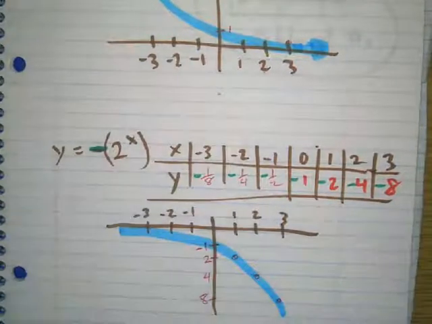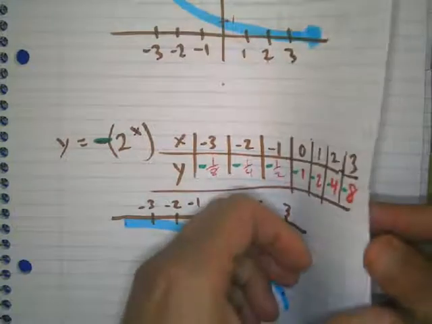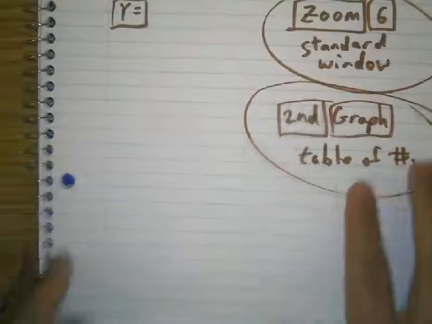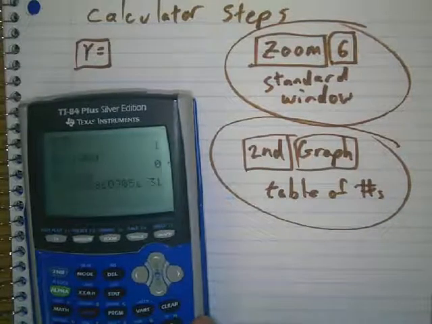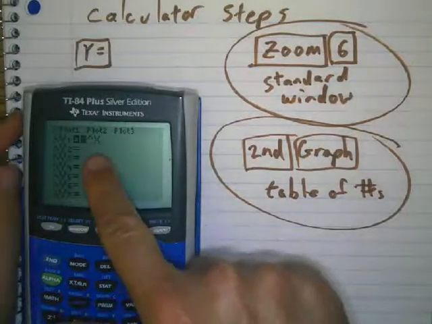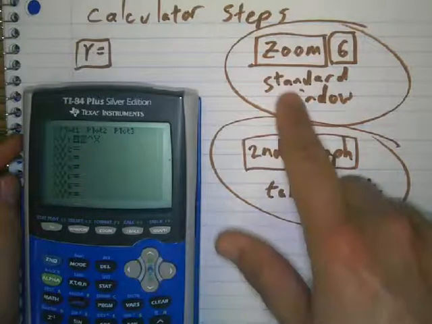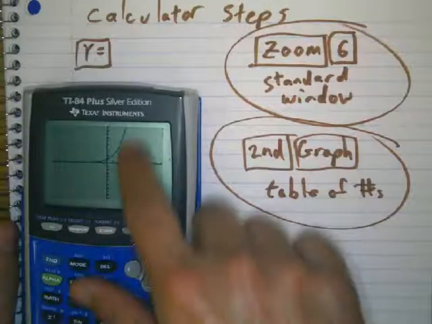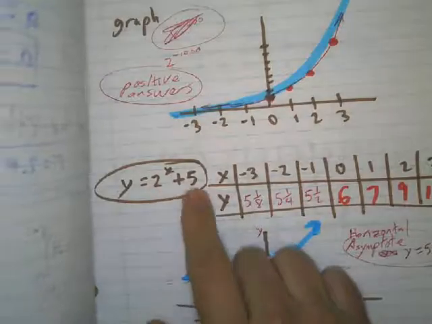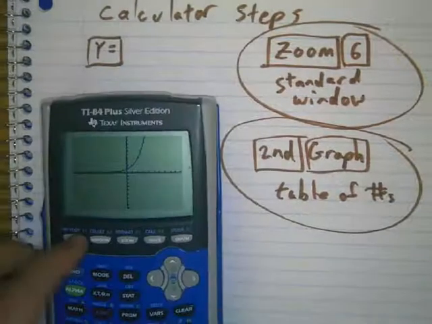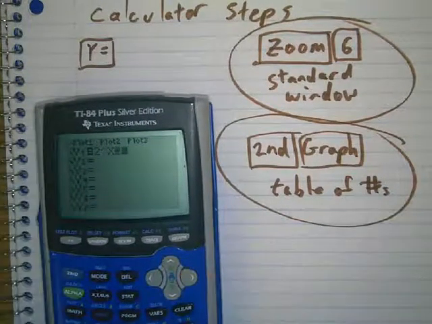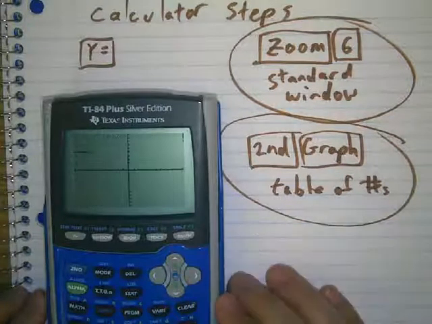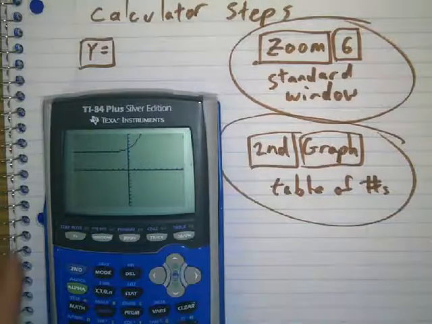Okay, now let me show you how to do this on the calculator. Okay, so to do this on the calculator, you can hit y equals, and so here I've already typed it in, 2 to the power of x, and if I want a standard window, I hit zoom 6, and that gets me my standard window, and this graph looks like my very first graph that I typed in. Okay, what was the second one we did? We did 2 to the x plus 5, so let's see how that looks on here. 2 to the x and then plus 5, and let's graph that, and it looks just like what we did before.